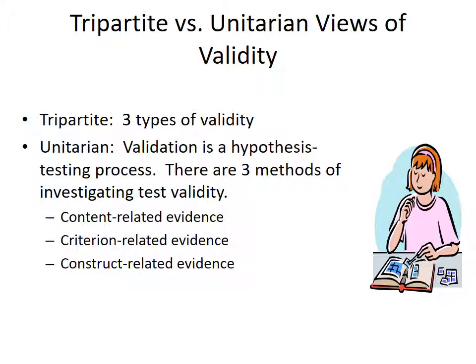And finally, construct-related evidence is usually more complex methodologies of basically looking for convergent and divergent evidence. So convergent evidence, it associates with what you expect it to associate with. It differentiates between groups you'd expect it to differentiate. And divergent is it doesn't relate to things it shouldn't be related to. It doesn't predict group differences that it wouldn't predict.